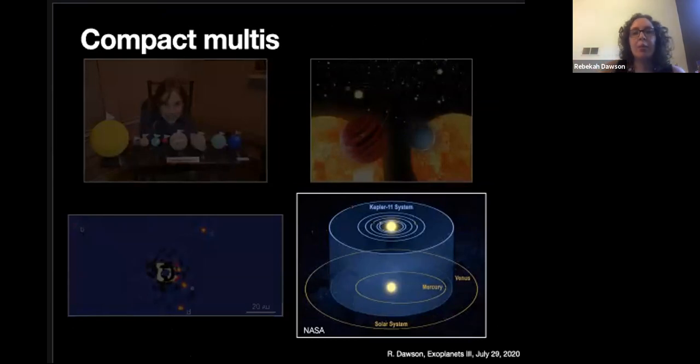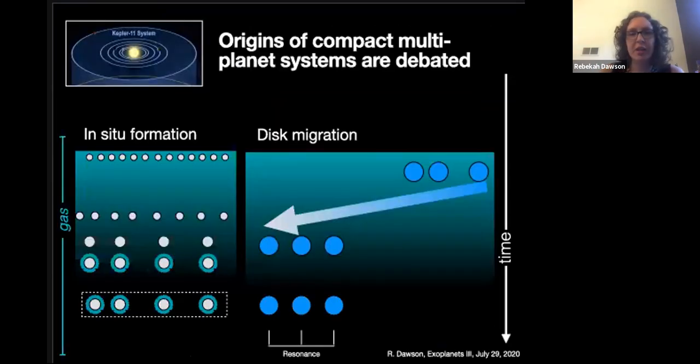Then the last population I'll talk about are the compact multi-planet systems of super-Earths and mini-Neptunes. Kepler-11 is a canonical example, which has a bunch of super-Earths and mini-Neptunes packed within the orbit of Mercury. And similar to the other types of systems we talked about, the origins of these systems are very much debated. For these systems, there are two popular classes of explanation.